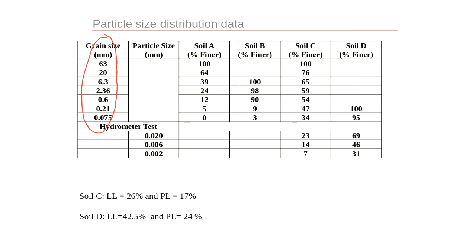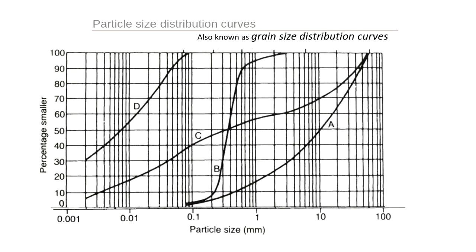But we use it as size of particles, and we draw it against percentage of finer. So this is going to be for soil A. For soil B, it will be this one, soil C and D. And if you use that, we have soil A, B, C, D.